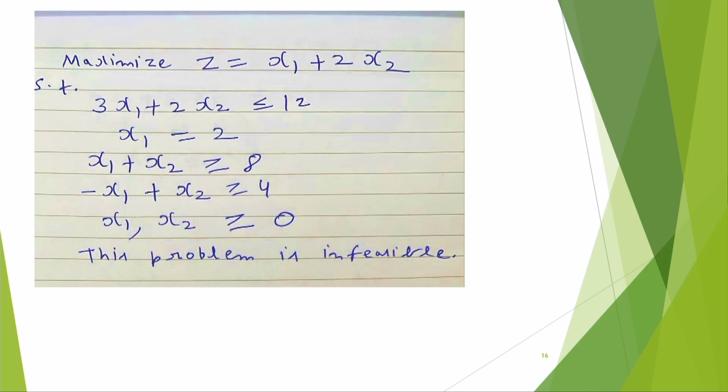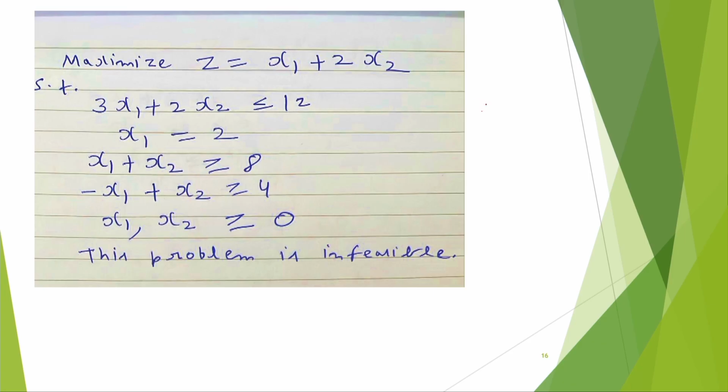So anyway, now one more problem. Let us say maximize z is equal to x1 plus 2x2 such that 3x1 plus 2x2 is smaller or equal to 12, x1 is equal to 2, x1 plus x2 greater or equal to 8, and then minus x1 plus x2 greater or equal to 4, and x1, x2 greater than 0. If we have done this type of problem, how do we solve that? We can do that of course graphically.